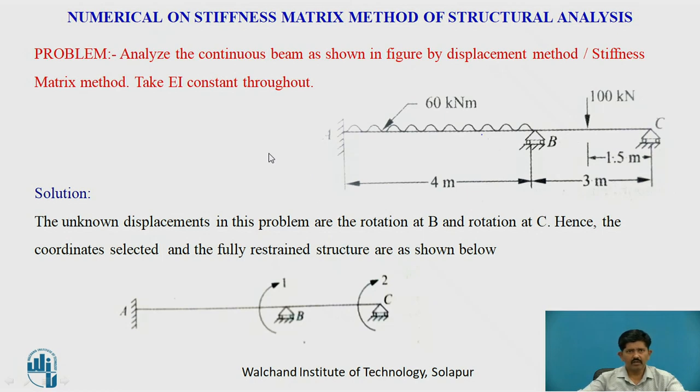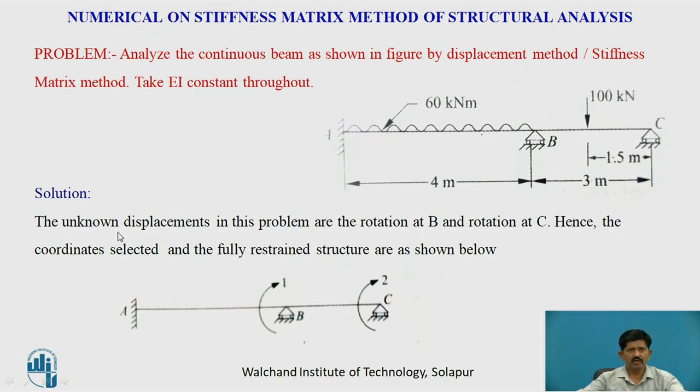Now we will solve one continuous beam using the displacement or stiffness matrix method, where EI is constant throughout. The loading is as shown in this figure. The L1 span is 4 meters, the L2 span is 3 meters. The first span has a 60 kilonewton per meter UDL over the whole span, whereas the second span has a point load at the center, that point load is 100 kilonewton.